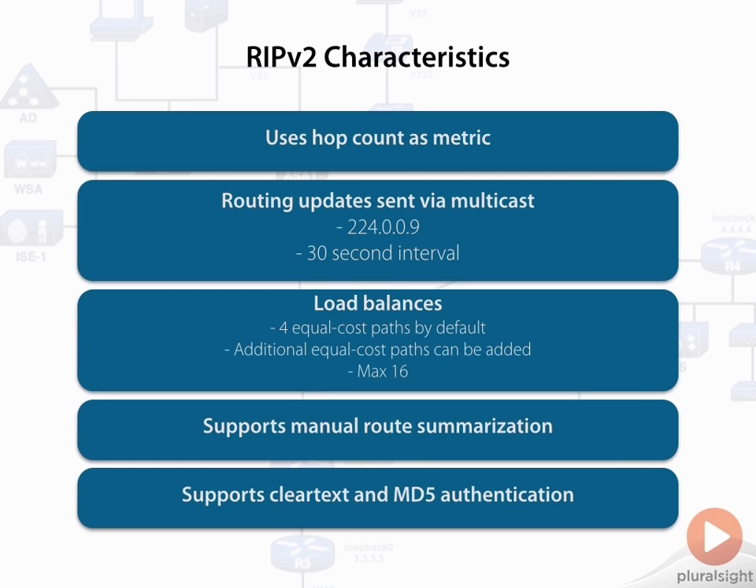Now that's true for OSPF as well, and those are the open standard routing protocols. And so just kind of want to understand that RIP version 2 supports both clear text and MD5.